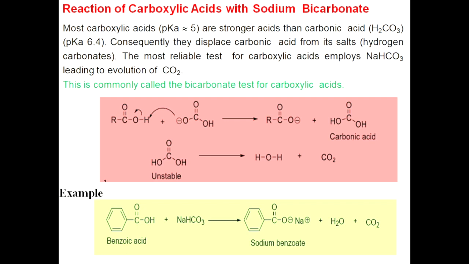When carboxylic acid reacts with bicarbonate, it gives the carboxylate ion. Along with this carboxylate ion, the byproduct carbonic acid is formed. This carbonic acid is unstable, so it immediately eliminates carbon dioxide. For example, when benzoic acid is reacted with sodium bicarbonate, it forms sodium benzoate, water and carbon dioxide as products. So the evolution of carbon dioxide confirms the presence of the carboxylic acid group, reacting at the OH group.